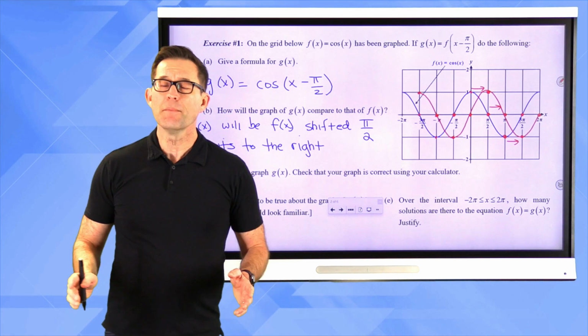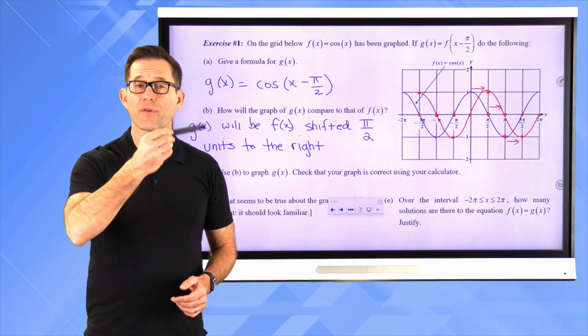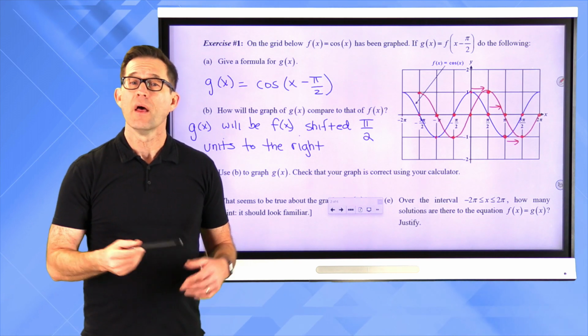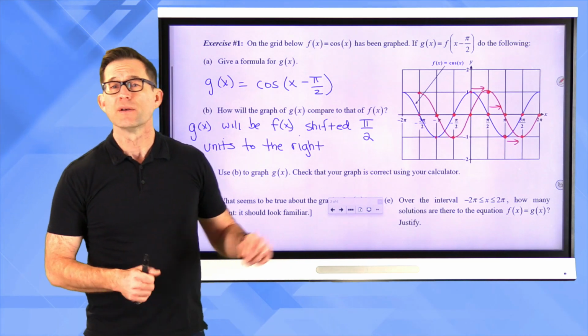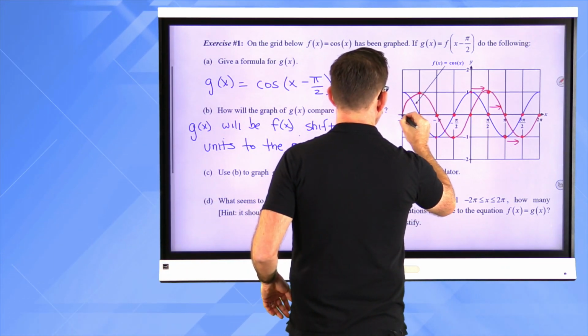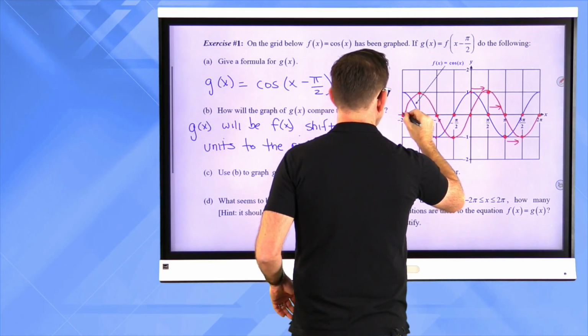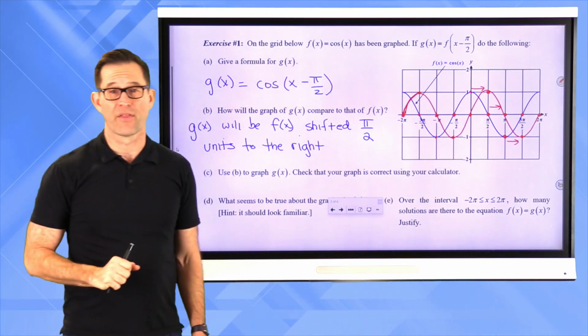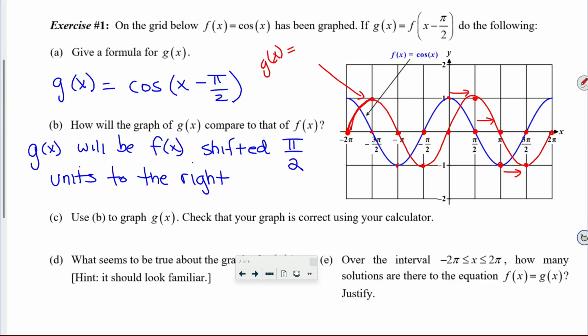Now, keep in mind, as we've talked about before, that because you can go around the unit circle forever in either the clockwise or counterclockwise direction, the domain of any of these trig functions, the natural domain, is all real numbers. So I shouldn't have my graph just stop here. I should continue the pattern. I wish I didn't make it quite look like that, but anyway, I should continue the pattern like that. All right, so what we have here is g of x equals cosine of x minus pi divided by 2.